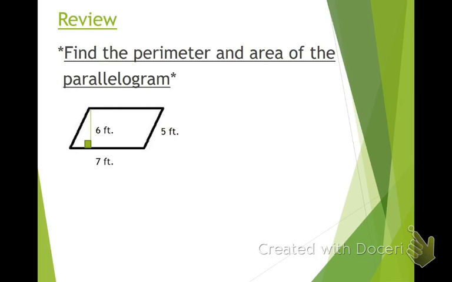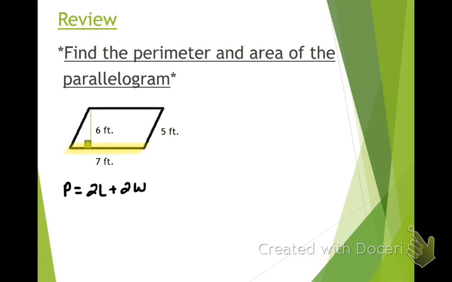2 times. Kayla. P equals 2 times length plus 2 times width. Good job. Okay, so remember it's just going to be the length of what the outside is and then the width of what it is, and you multiply it by 2. Does anyone understand why we multiply it by 2? Because it's 2 sides.